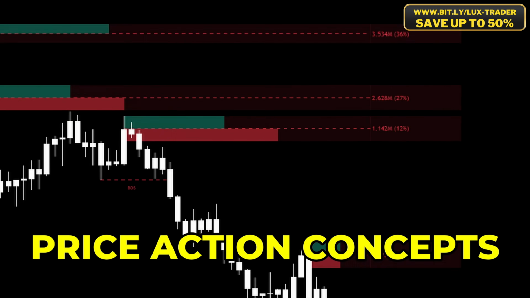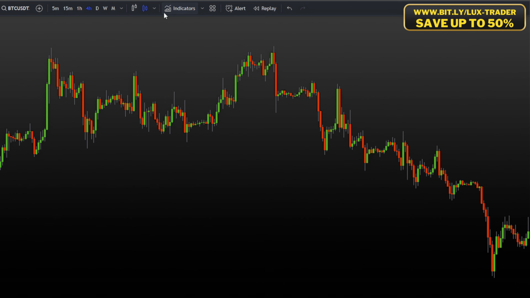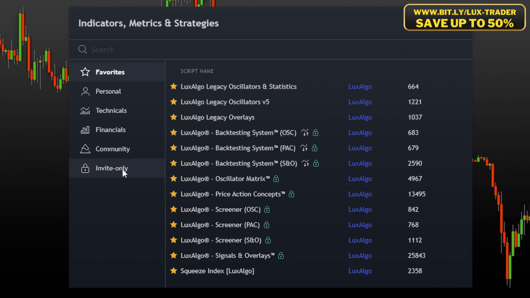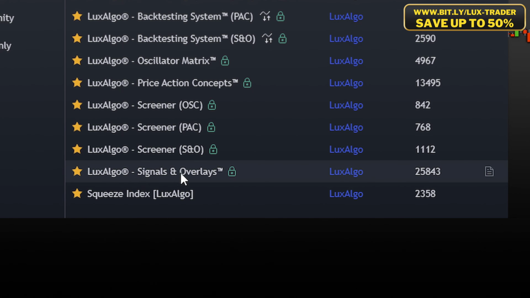To apply the indicator to your chart after purchasing, just click the indicators button and go to invite-only scripts. Today, we are going to be talking about this one, the signals and overlays indicator. So let's get into it.